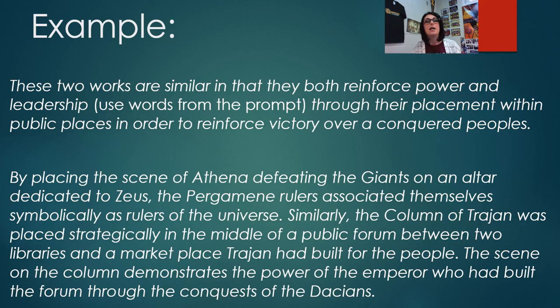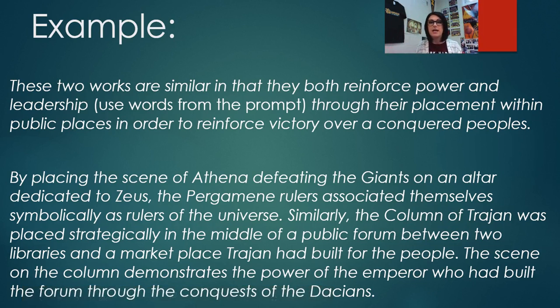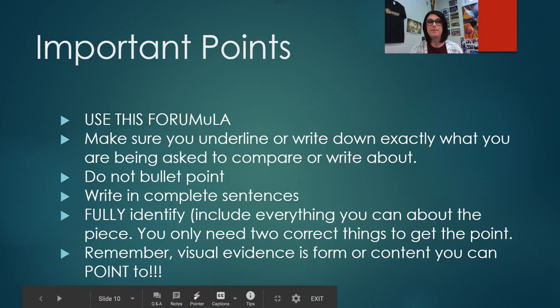Similarly, the column of Trajan was placed in the middle of a public forum between two libraries and a marketplace Trajan had built for the people. The scenes on the column show the power of the emperor who built these forums by conquering the Dacians, all right? So what I just did there is I used context, what was going on outside the work of art that impacted how they were created and the function of them, all right?